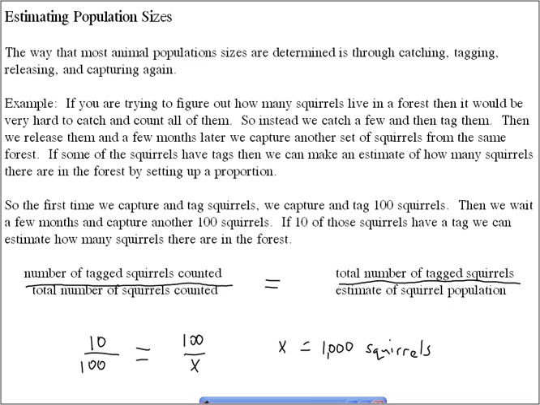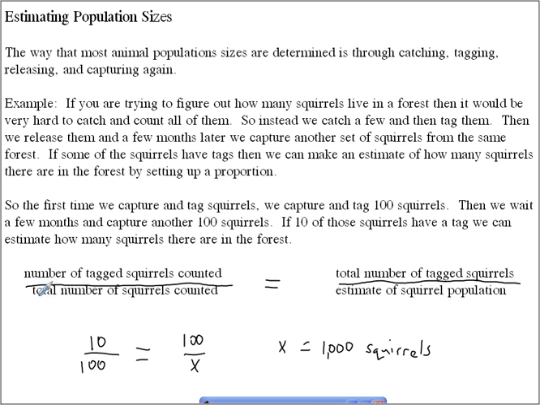So the first time we capture and tag squirrels, we say, okay, we capture and tag 100 squirrels. Then we wait a few months and capture another 100 squirrels after we've released them. If 10 of those squirrels have a tag, we can estimate how many squirrels there are in the forest by setting up a proportion like this: tagged over tagged is equal to untagged over untagged.